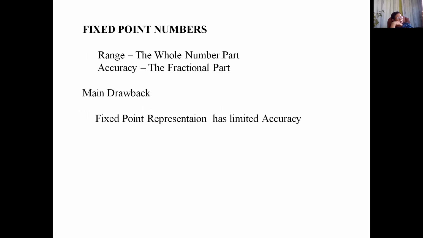In a fixed point number, the range is the whole number part, and the accuracy is the fractional part. Now, why are computers not just limited to fixed point numbers? There's a main drawback. The main drawback is that fixed point representation has limited accuracy. You have a limited number of decimal places. Sometimes, when you have 0.5000, the zeros are wasted because they are not used at all.